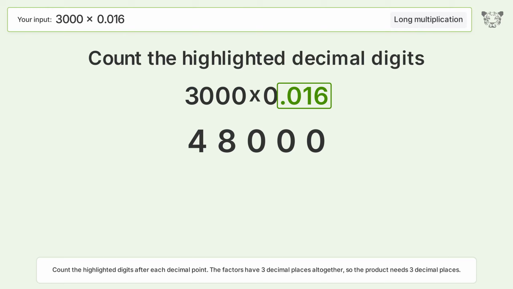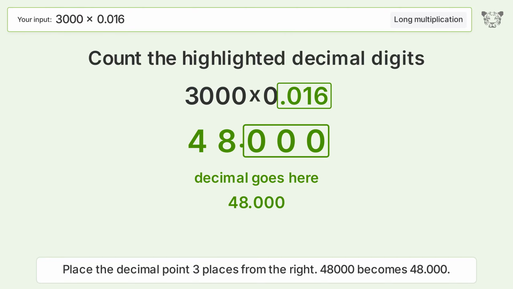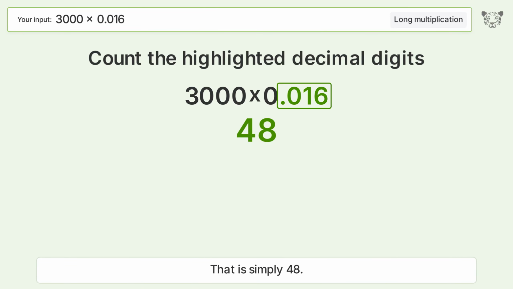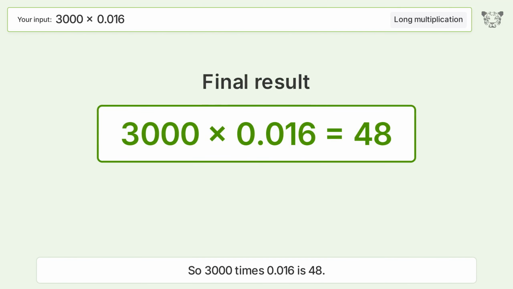Count the highlighted digits after each decimal point. The factors have 3 decimal places altogether, so the product needs 3 decimal places. Place the decimal point 3 places from the right. 48,000 becomes 48.000. That is simply 48. So 3,000 times 0.016 is 48.